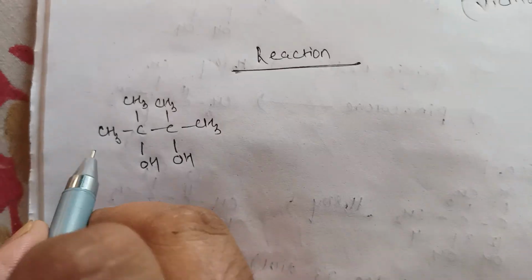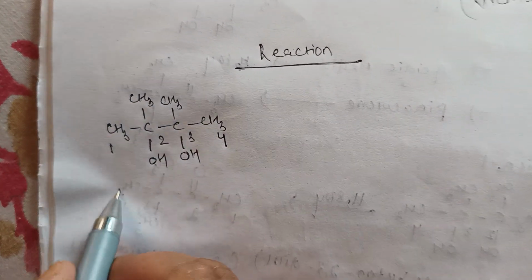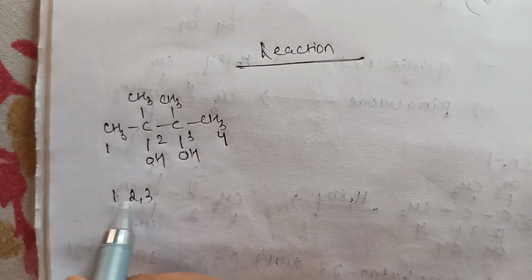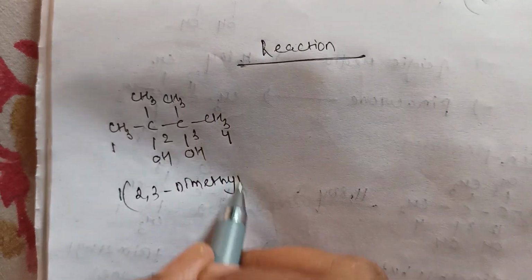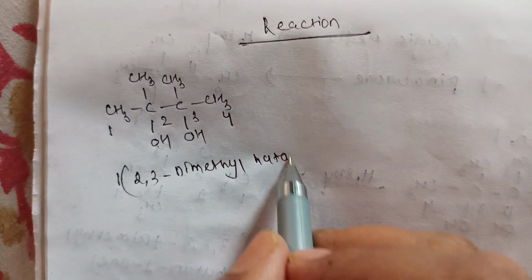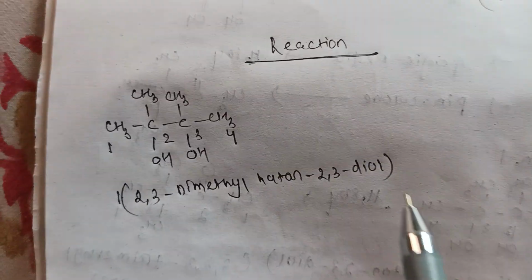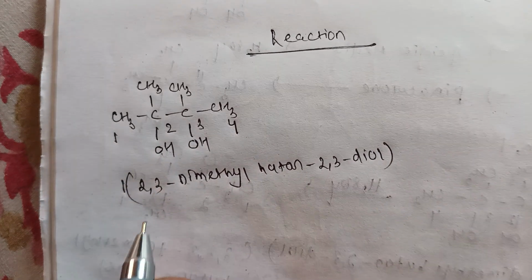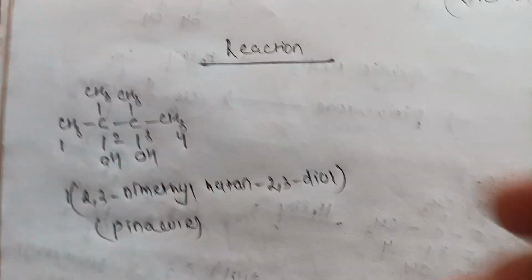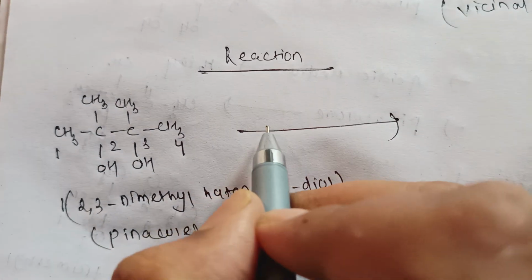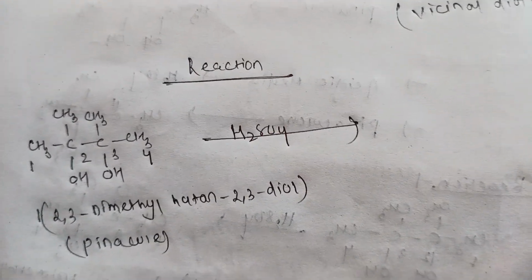I can name it by IUPAC nomenclature. According to IUPAC nomenclature, it will be 2,3-dimethylbutane-2,3-diol. So this is a vicinal diol and it is called pinacole. And this reaction takes place in the presence of acidic media, H2SO4. This is an acidic media. I have taken H2SO4 here.